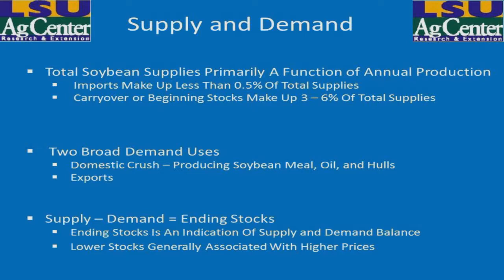Conversely, when ending stocks are falling, that relates to demand being very, very strong with little or manageable supply levels. So as ending stocks fall, that means that demand is growing higher than the supplies are growing. And when we have ending stocks that are falling, that's generally associated with much stronger prices that our producers can receive from the buyers.